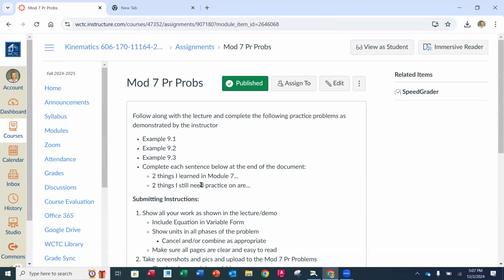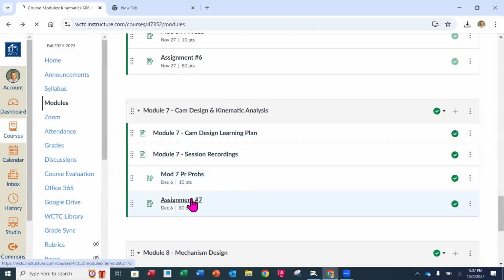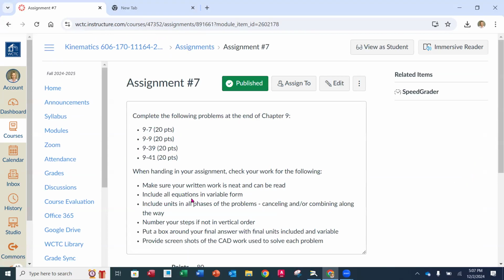Also remember that there are 2 little questions here. What did I learn? And what do you still need practice on? So make sure that you answer those. And then your assignment number 7 is just going to be 4 problems. As you can see, they're 20 points each, so they are a little bit more involved, and we'll get to that after we get through the lecture tonight. The first 2 are going to be something you'll be able to do this evening or after this evening, and then the next 2 are going to be after the next lecture that we have.